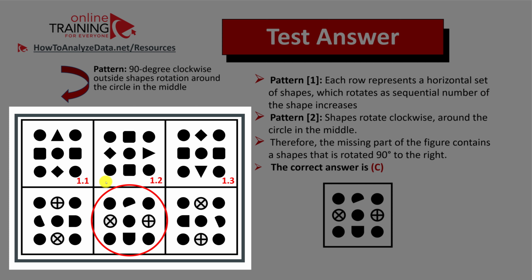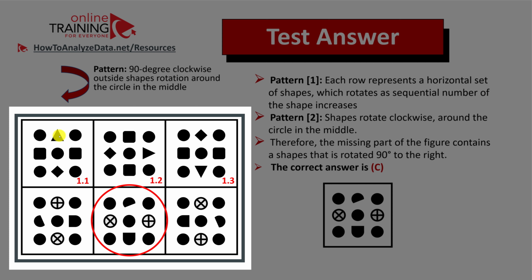Now let's look at pattern 2. Pattern 2 represents 90-degree clockwise outside shape rotation around the circle in the middle. As you can see, there is always a circle in the middle, and the outside shapes rotate around this circle. So let's follow the triangle. Let's look at the first shape.